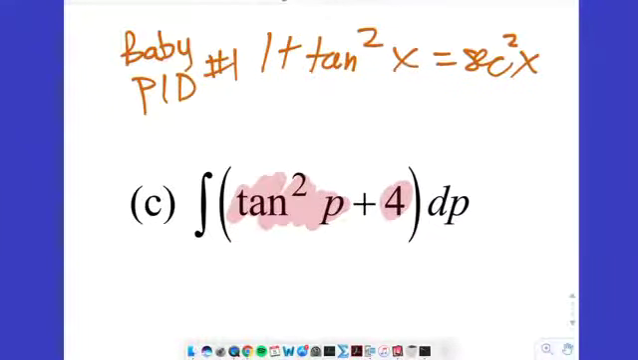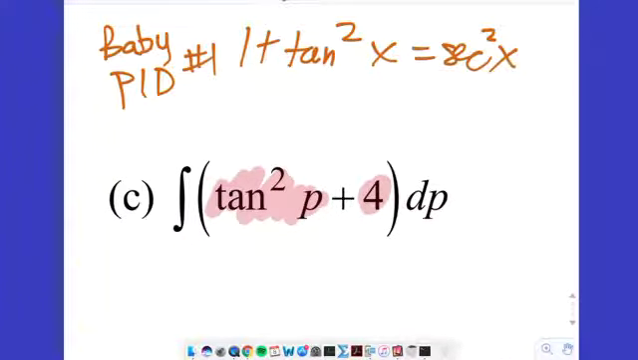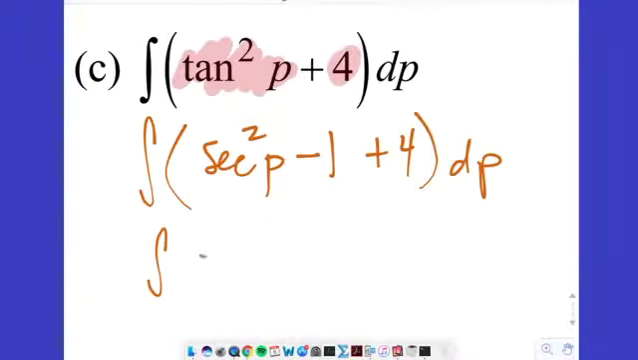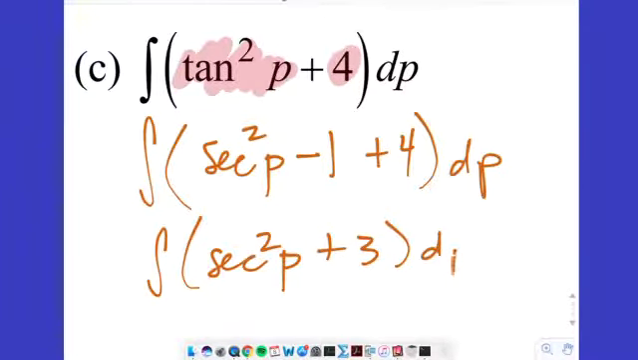There it is. So let's go ahead and replace it. Tangent squared then, with respect to p, is the same as secant squared of p, what? Minus 1, plus the 4 that's there with respect to p. Now I'll simplify. We only want to take the antiderivative at the same time. Secant squared of p then plus 3 with respect to p.